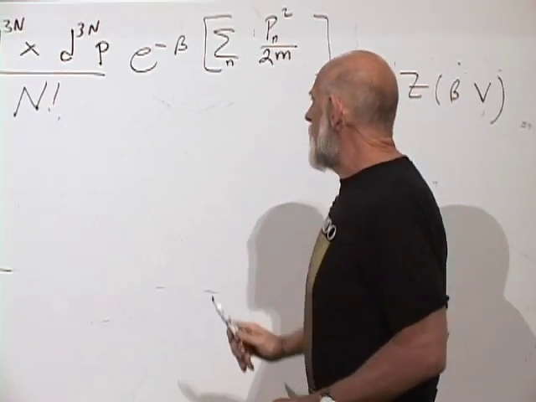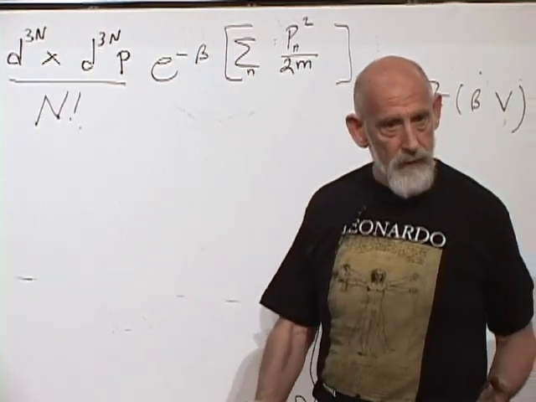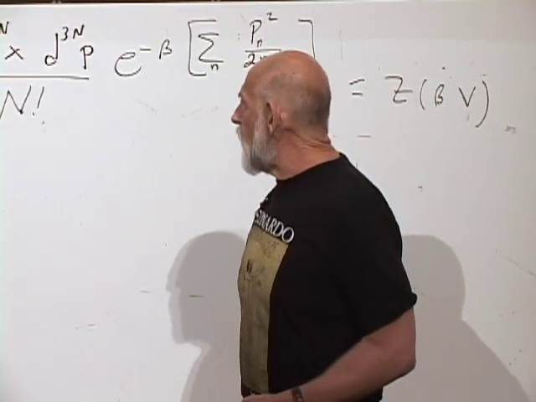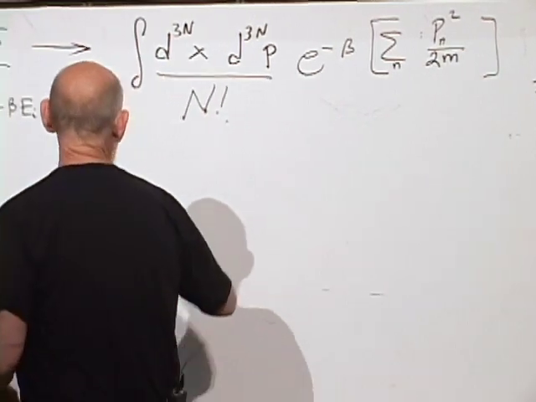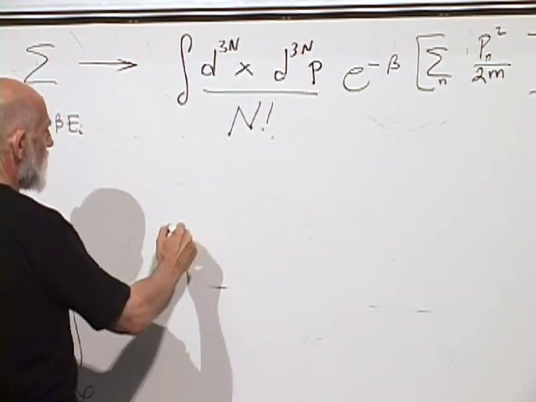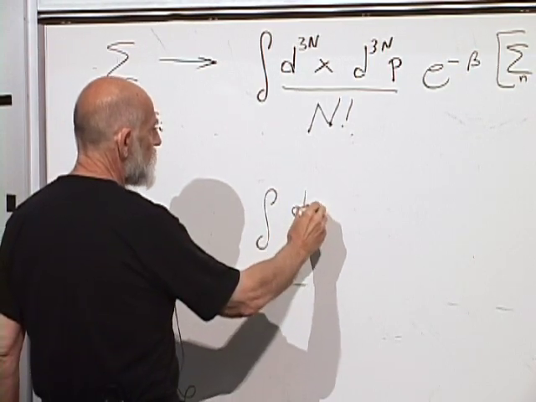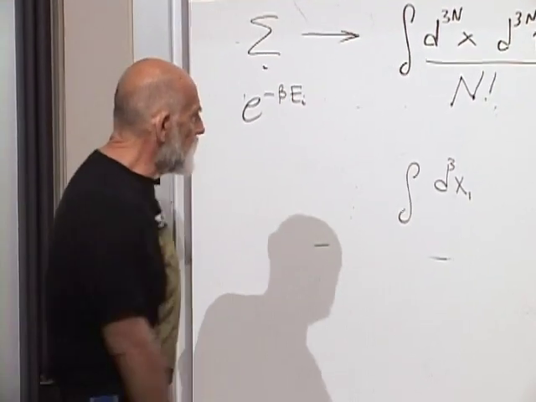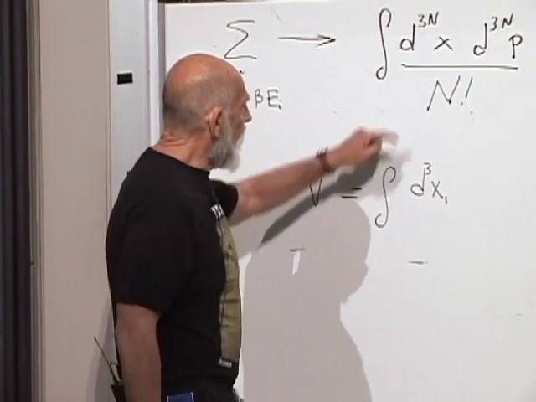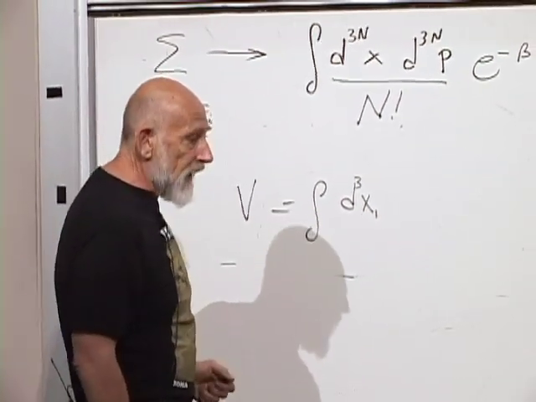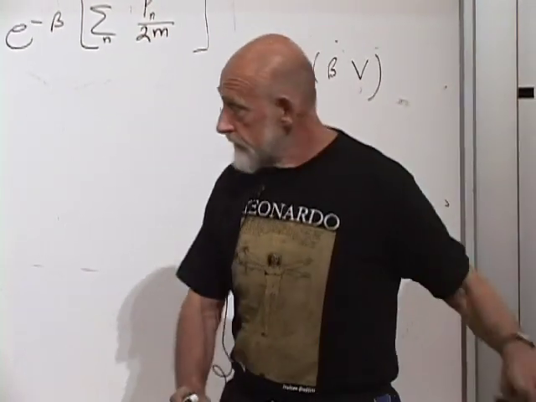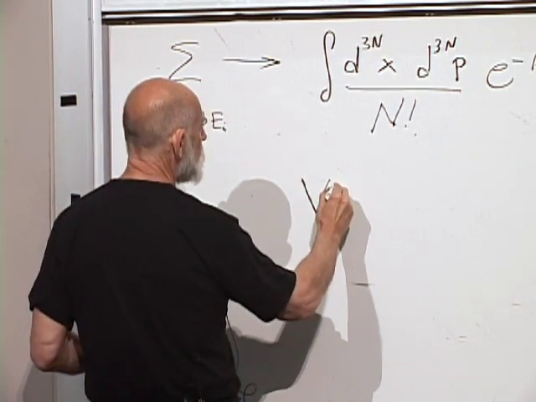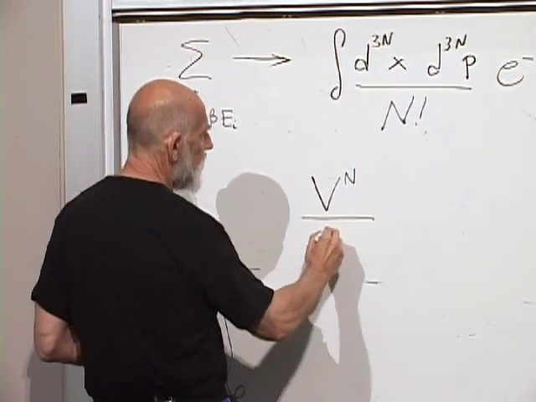Now, the integrand here does not depend on x at all. So that means I can do the x integrations immediately. And what does each x integration, supposing I focus on a particular particle, let's say the first particle, d3x1, what is that integral? It's just the volume. I have n such integrals, and so I get a factor which is volume to the nth, divided by n factorial.